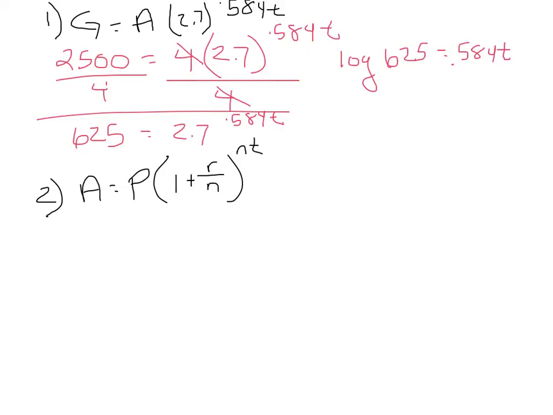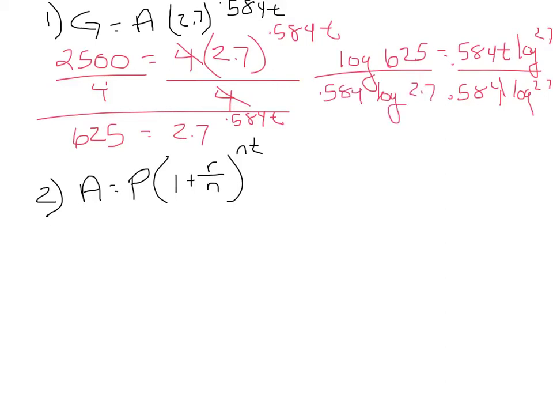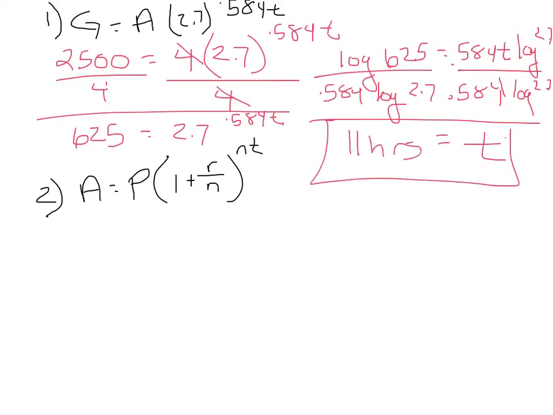0.584 T log 2.7. To solve for T, we divide by 0.584 log 2.7 on both sides. You end up getting T left over on the right-hand side. On the left-hand side, rounding to the nearest hour is 11 hours. And that's your answer there.